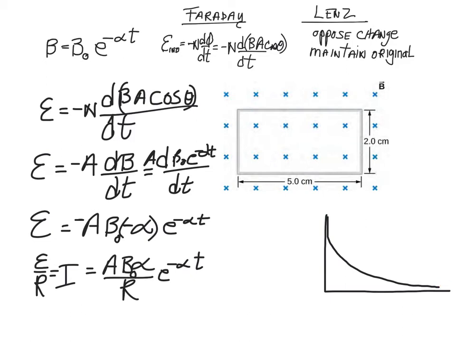And why is that? Because the rate of change is high here, so the induced EMF will be high because it depends on the derivative, the rate of change. And the rate of change here is 0. So toward the end, the field isn't changing, the flux isn't changing, and there'll be no EMF, it'll be 0.